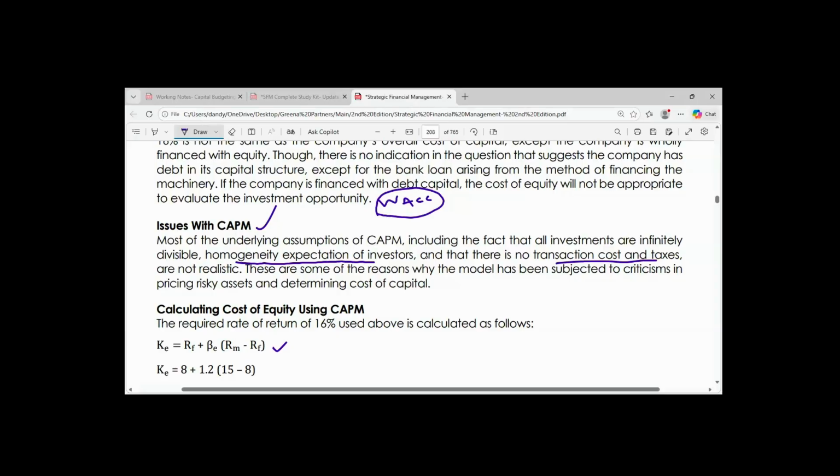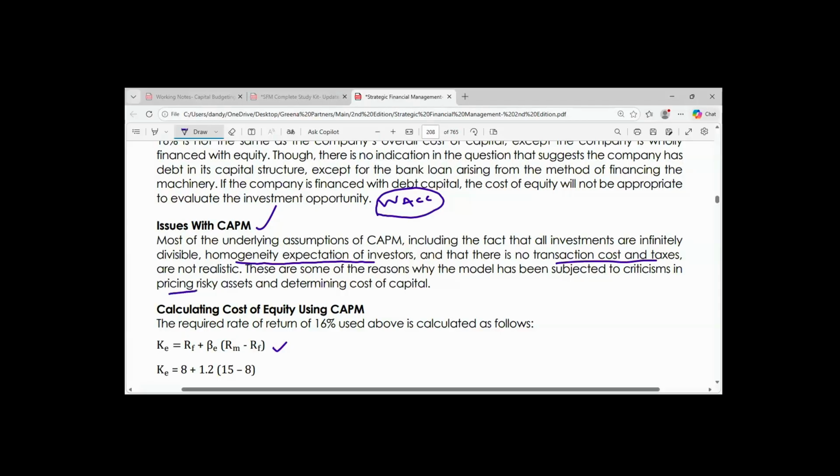And in that case, can you say there will be no transaction cost, which is not possible because the middlemen also want to earn a profit on the service rendered to you. So these are some of the reasons why the model has been subjected to criticism in practice in relation to pricing risky assets and determining cost of capital.